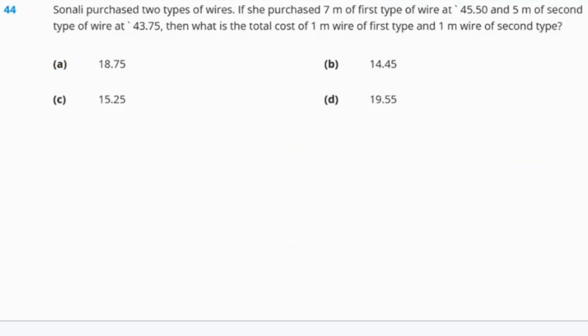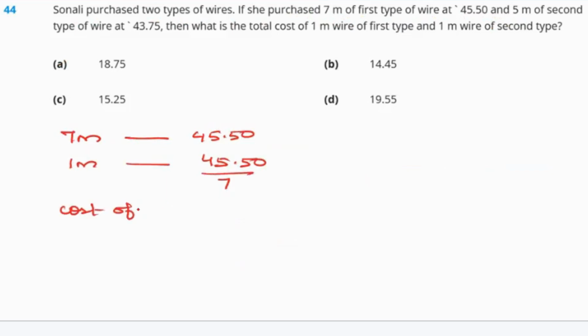Now question number 44. The question is saying Sonali purchased 2 taps of the wire. She purchased 7 meters of the first wire at 45.50. So the cost of 7 meters of the wire is given as 45.50, so what will be the cost of 1 meter of wire? For that, we need to divide 45.50 by 7. When we divide 45.50 by 7, we get the cost of 1 meter of wire as 6.5.